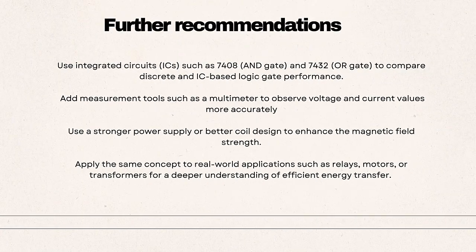The last but not least is our further recommendation. We can also use integrated circuits (ICs) such as the 7408 AND gate and 7432 OR gate to compare discrete and IC-based logic gate performance. And then we can add measurement tools such as a multimeter to observe voltage and current values more accurately. And then we can also use a stronger power supply or better coil design to enhance the magnetic field strength.